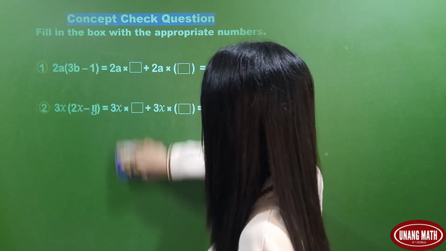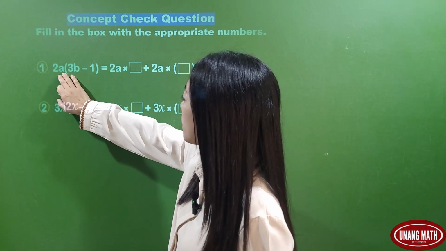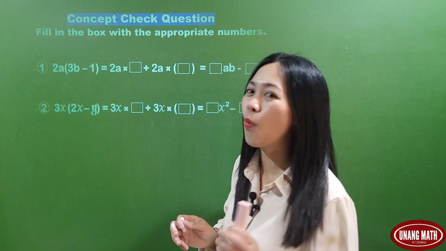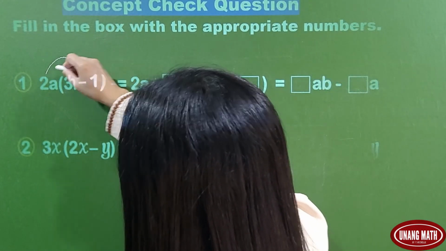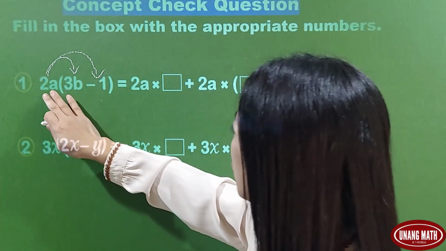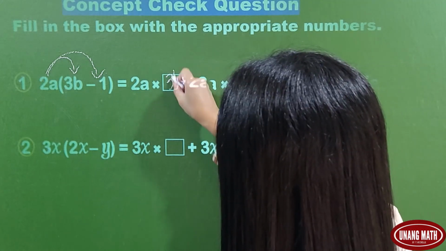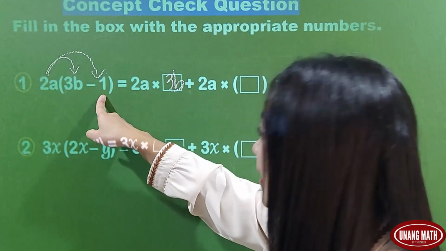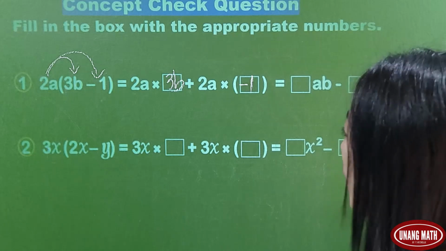The first one is 2a. This is our monomial, and we will be multiplying this one to this polynomial 3b minus 1. So we will multiply 2a to each term of the polynomial. So first, 2a times 3b, plus 2a times negative 1.